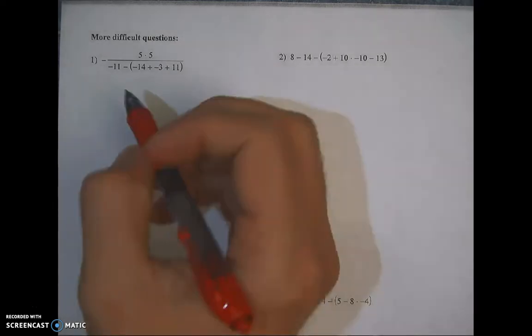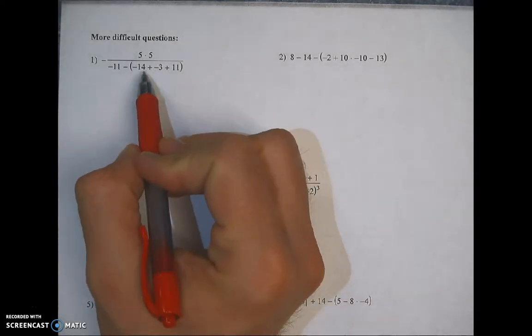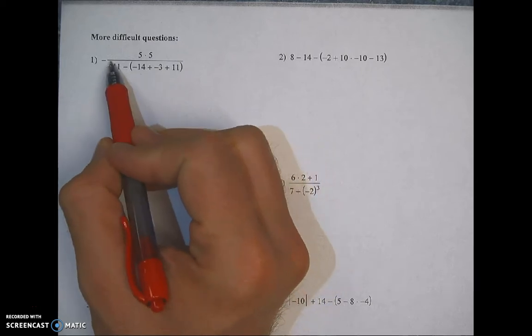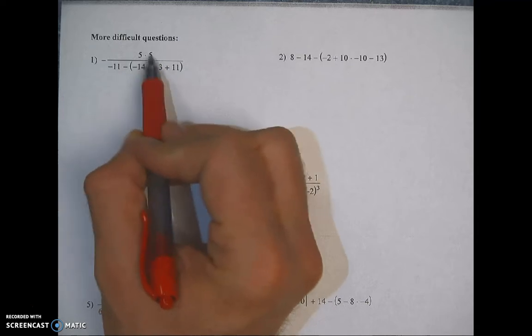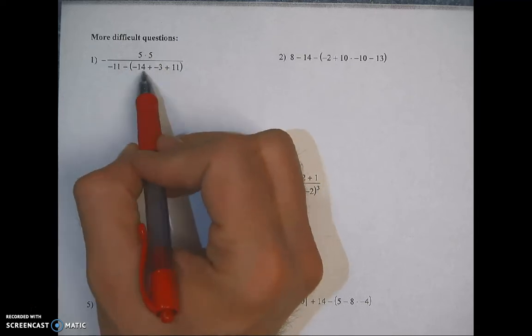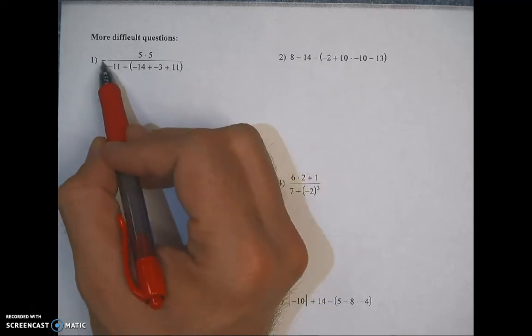So when I look at number 1, I notice I've got this kind of fraction looking thing, and we should know at this point that's division. All right, that's division. So I'm going to take what's up here, I'm going to divide it by what's down here, and I also have to deal with this negative out front.